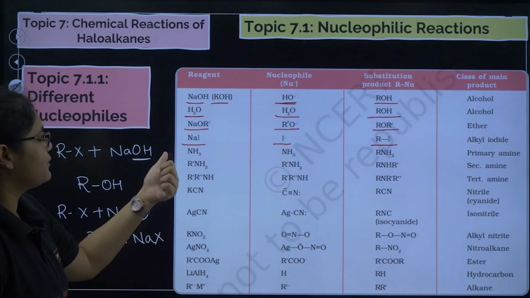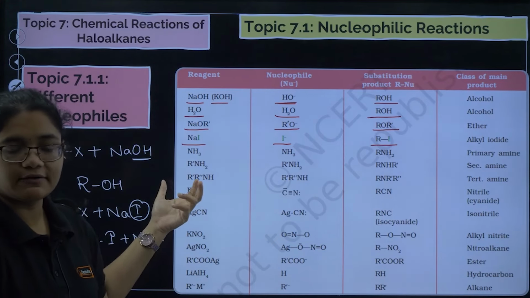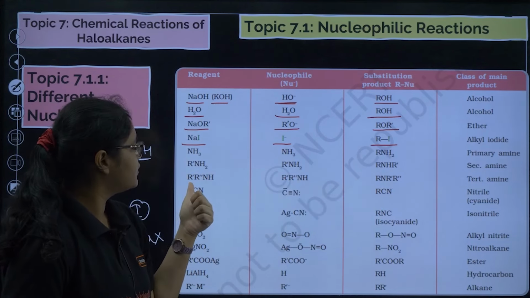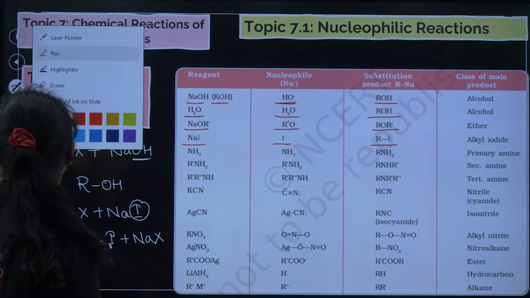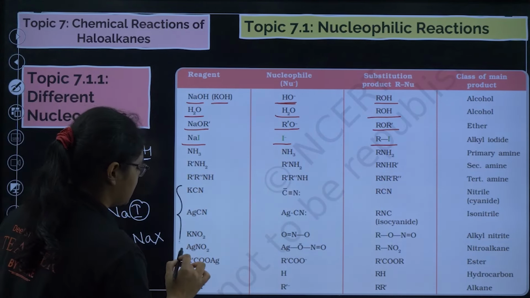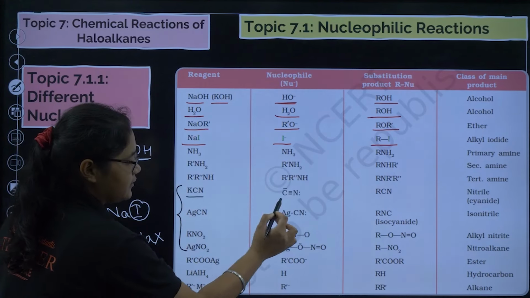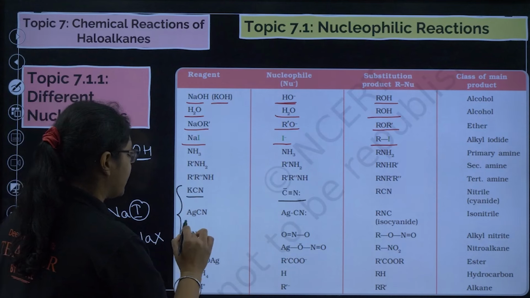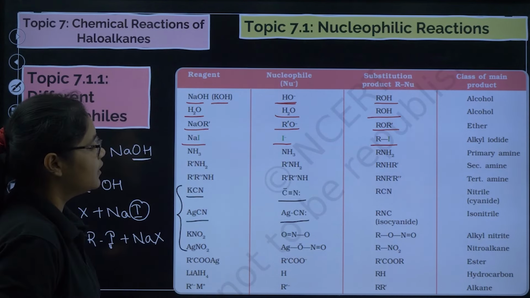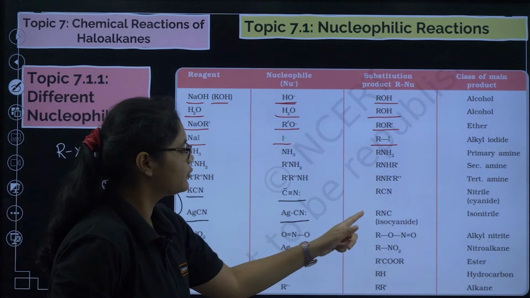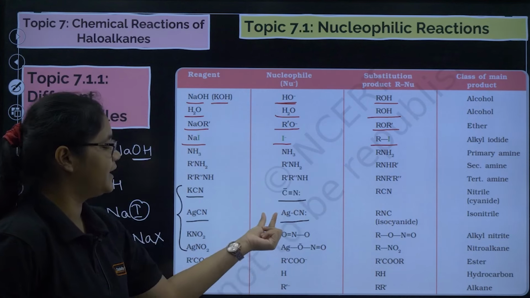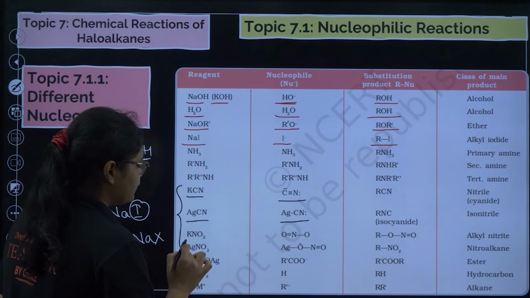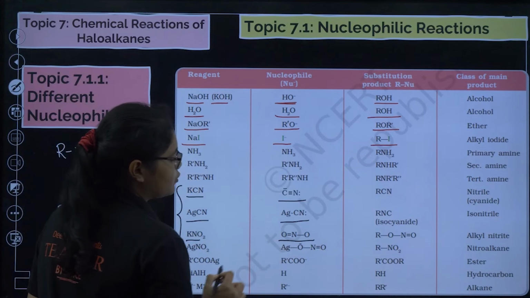Okay, next if you have ammonia, NH3, then I will get RNH2. These 4 are very important. If you use KCN, the nucleophile will be CN minus. If you use AgCN, the nucleophile will be NC, but the product that we get is NC here. And if you use KNO2, you will get NO2 as the nucleophile.